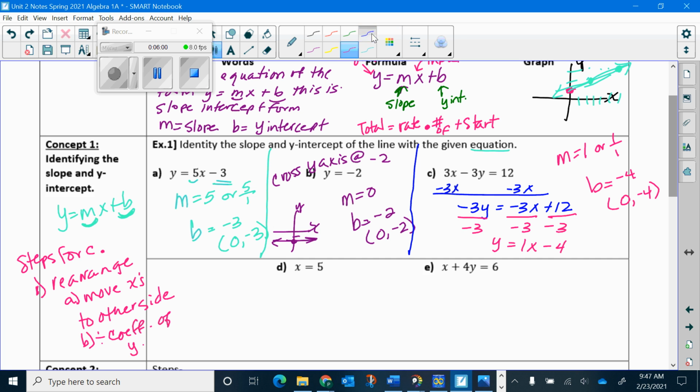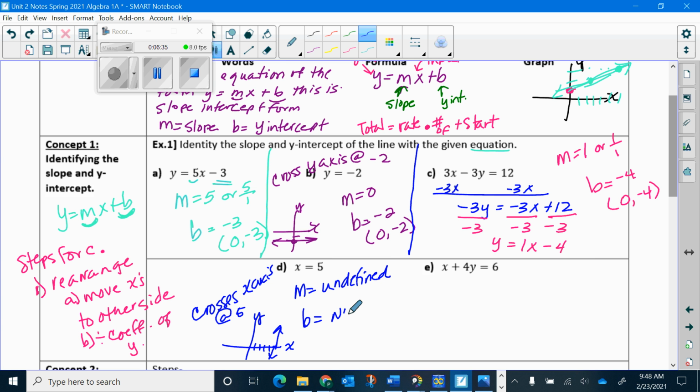All right, D. D is similar to B up here in that it's got just one variable. So one variable means it's going to cross, in this case, the x-axis at 5. Again, I'm very visual, so I'd say 1, 2, 3, 4, 5. It crosses it, and this is the x-axis, this is the y-axis. So I'm looking at this. My slope is undefined. It's a vertical line, and my y-intercept, well, there is none. There's no y-intercept.